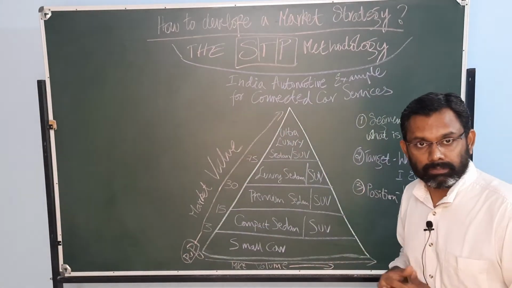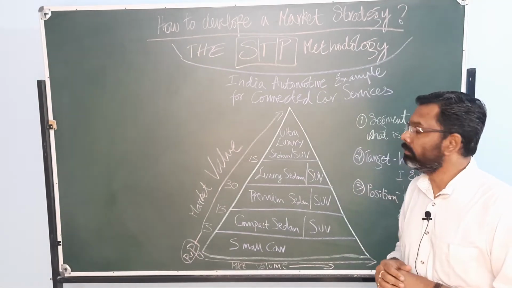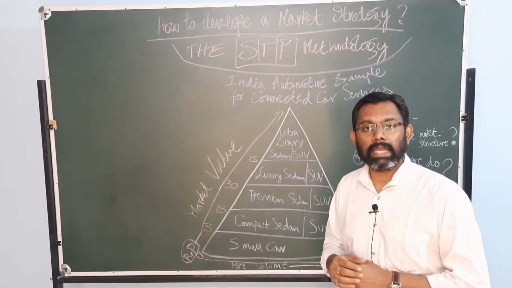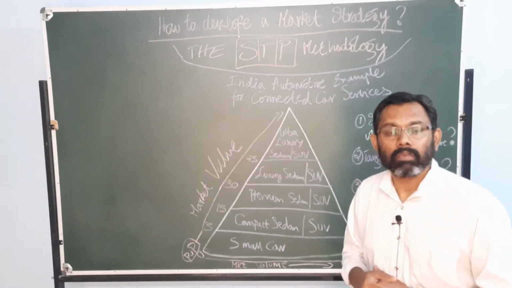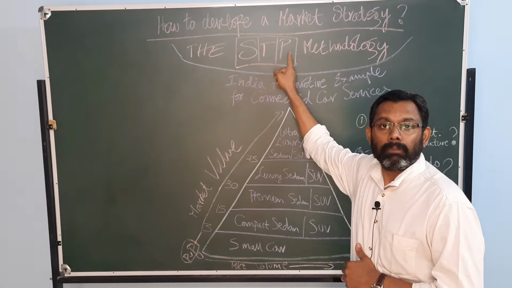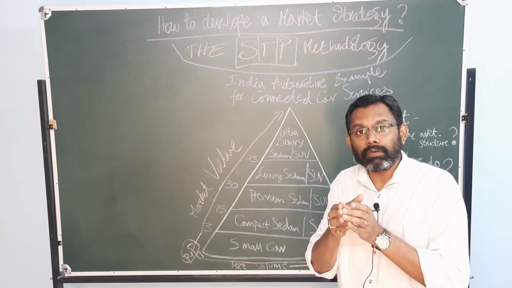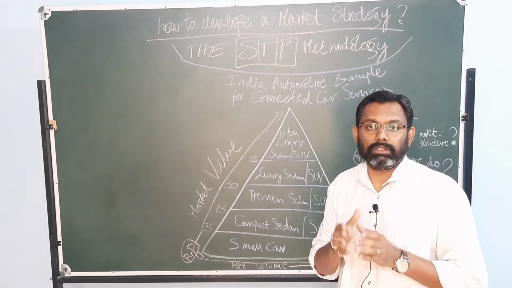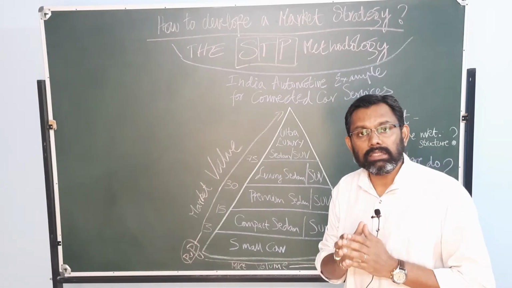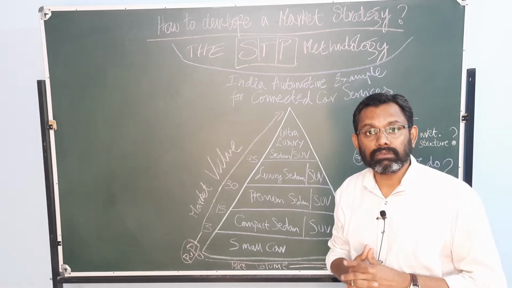The key approach to our discussion today is what is known in marketing theory as STP. This is the core of market strategy. S stands for segmenting, T stands for targeting, and P stands for positioning.